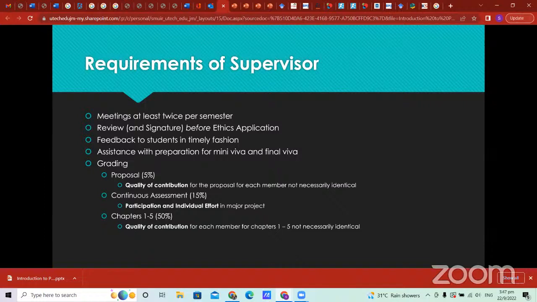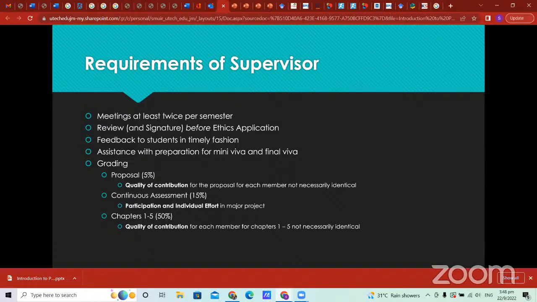And then there's grading. The project has a proposal, which is equivalent to chapter 1. There is a continuous assessment, so each person in the group is evaluated on participation and individual effort in the major project. And then chapters 1 to 5, which is 50% of your overall grade, is the quality of contribution for each member, and that's not necessarily identical. So continuous assessment is for participation and effort, and the chapters 1 to 5 grade is for quality of contribution for each person. Not the same thing.